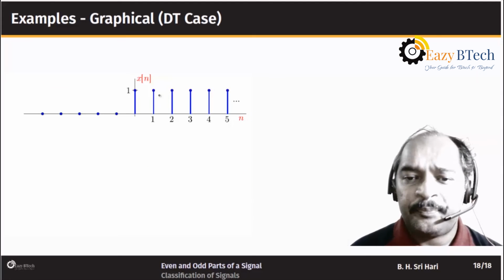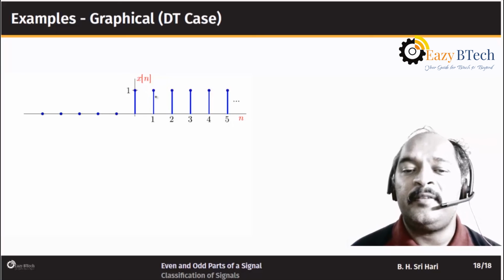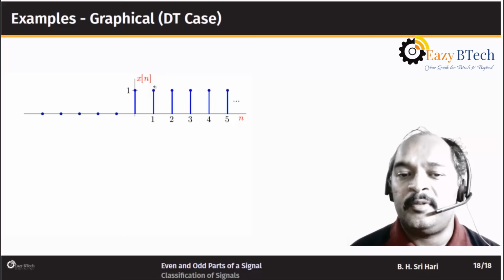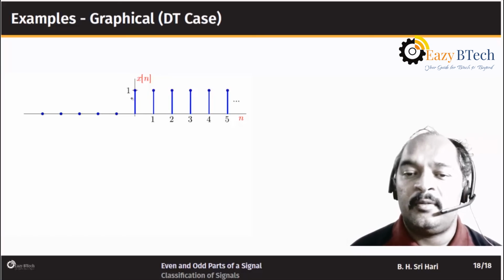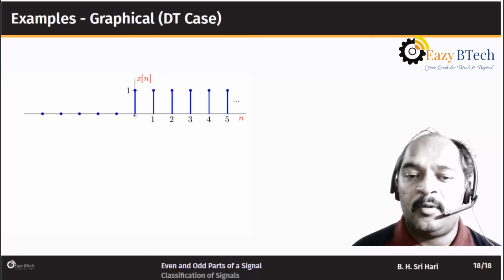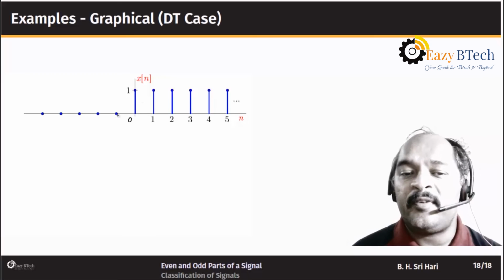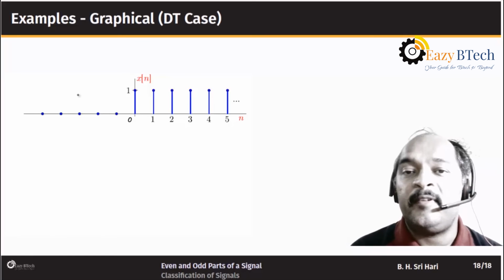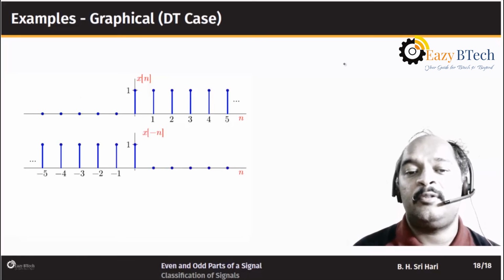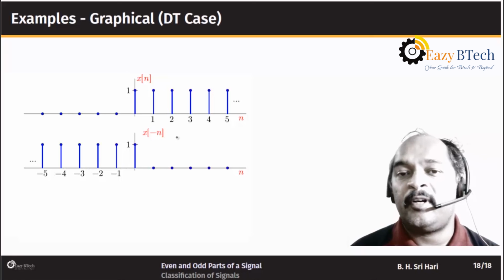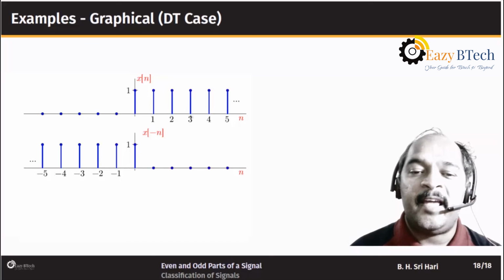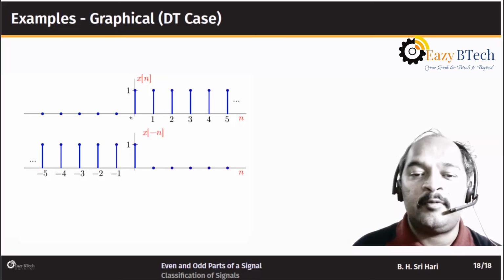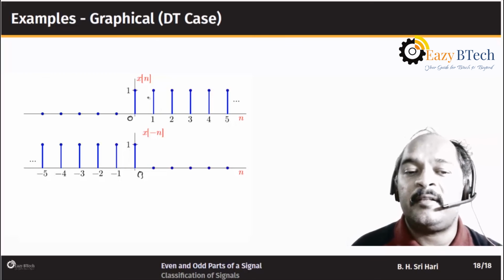So we are given the signal x of n, which is of this form. This signal exists from 0 to infinity with value 1, and for all other values it is 0. Again, to find the even part, what do we need to know? We should know x of minus n. So what is x of minus n? It is the signal x of n rotated along the y-axis by 180 degrees, and this would be our x of minus n.